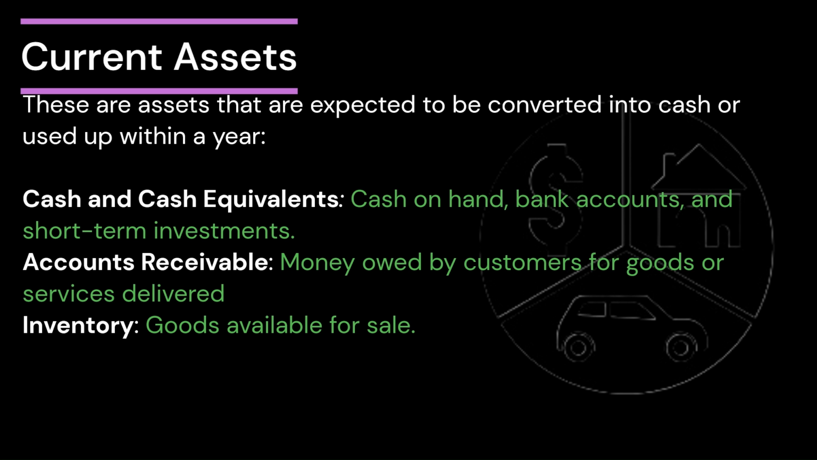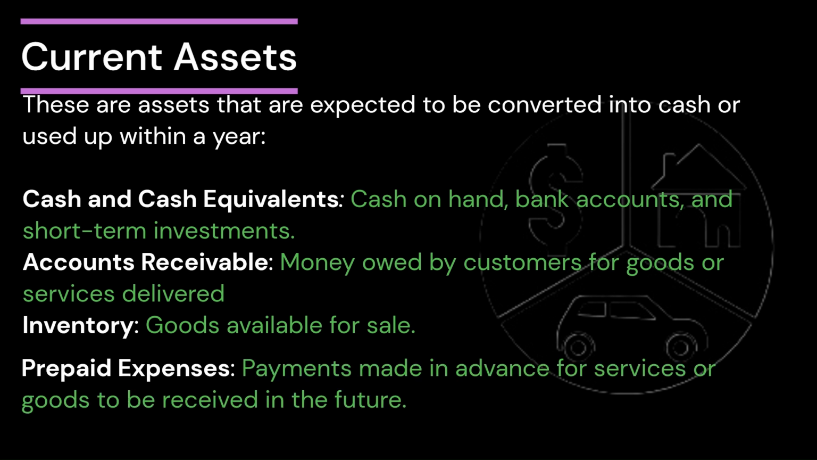First, we will learn about current assets. These are resources that a company can use, sell, or convert into cash within a year. Some of them are cash in hand, bank accounts, and short term investment. So, what is short term investment? That investment that can be converted into cash or sold within a short period of time.